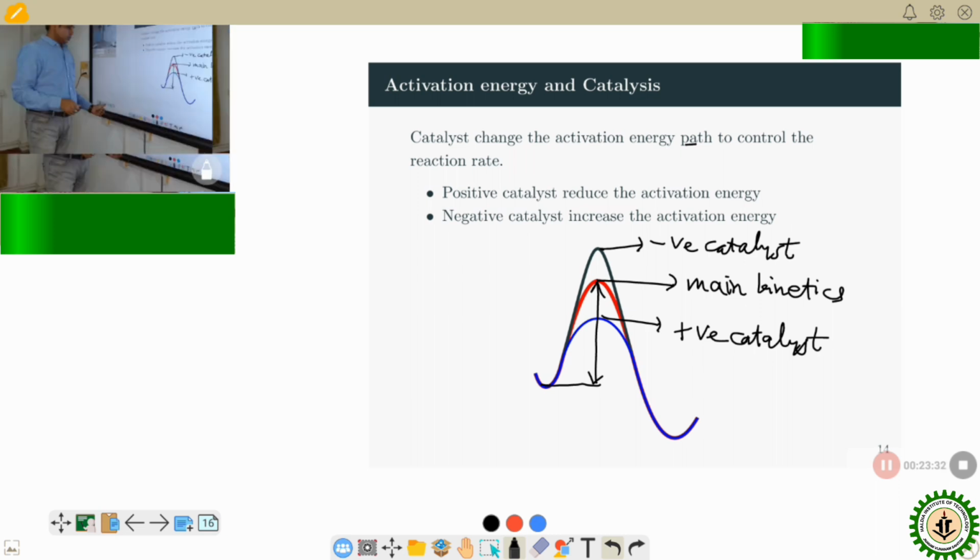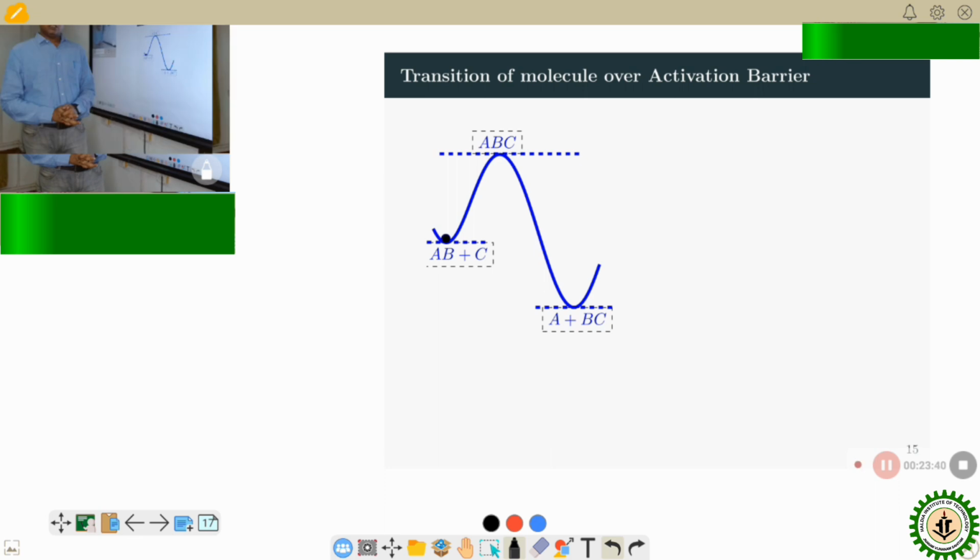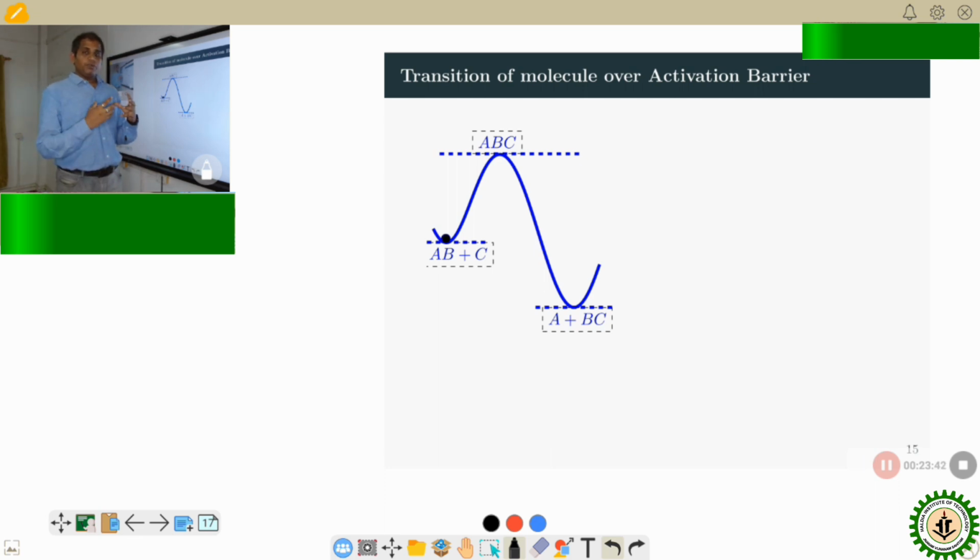So far, let's finish over here. Then in the next section, we will see how the pre-exponential factor or the rate of a reaction is connected with the other theories in chemical dynamics.